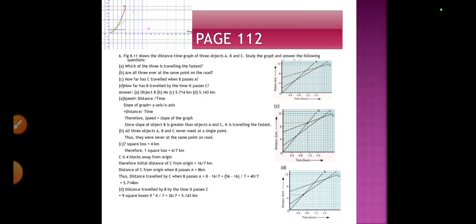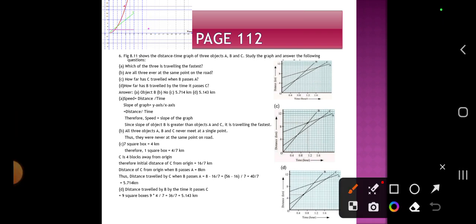Same page, 112, question 6. Figure 8.11 shows the distance time graph of three objects A, B and C. Study the graph and answer the following questions. Okay, question 1 is which of the three is traveling the fastest?